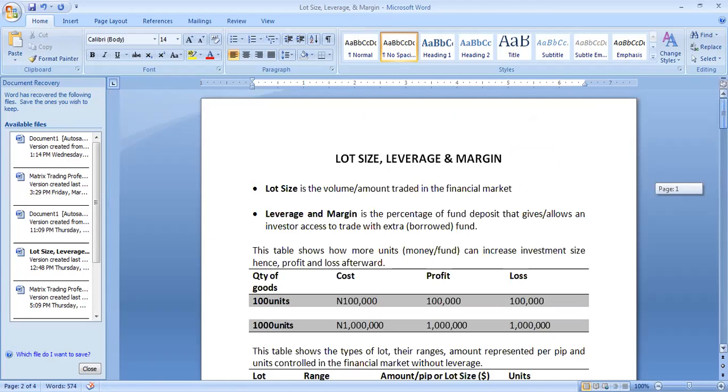Let me see if there is anything in case you don't understand, but I guess we've been able to do justice to that. Remember that lot size is the volume that is being traded, and then we have the micro lot, the mini lot, and the standard lot. Anything 0.01 to 0.09 is micro lot, anything 0.1 is mini lot, and anything 1 is standard lot. So to convert it to dollar, just multiply by 10.